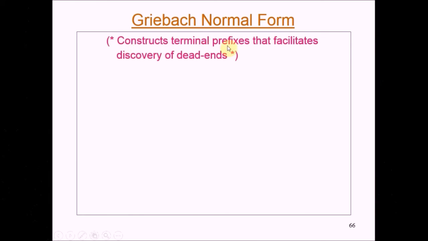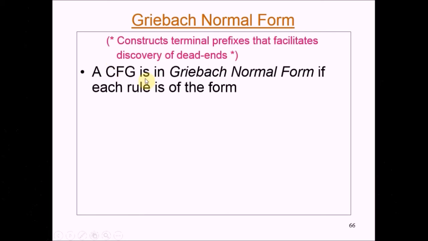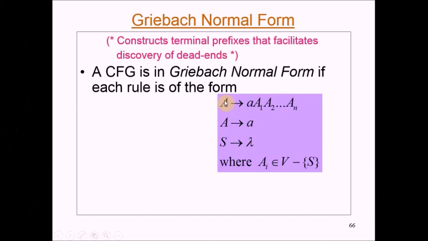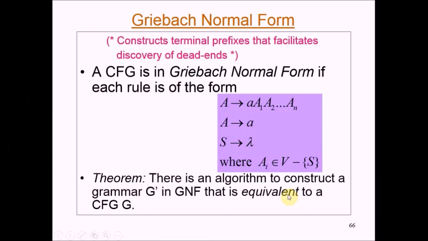Now Greibach normal form. We will construct terminal prefixes that facilitate discovery of dead ends. A CFG is in Greibach normal form if each rule is of the form A tending to small a, capital A1, A2, up to AN, and capital A tends to small a, and S should be a null variable. Theorem: there is an algorithm to construct a grammar G dash in GNF that is equivalent to a CFG G.